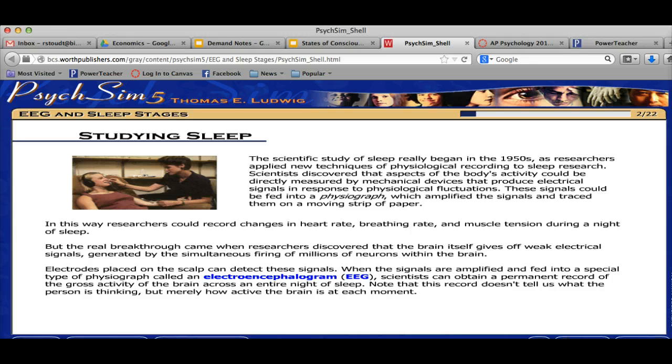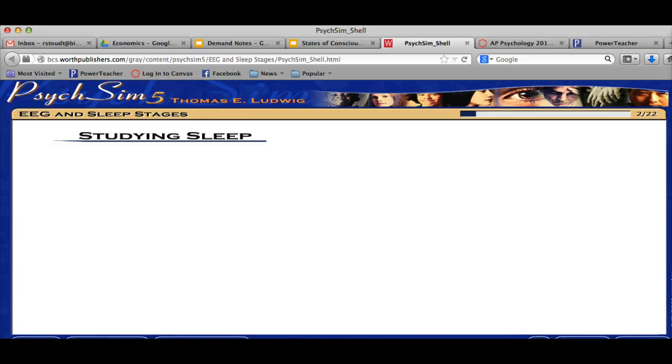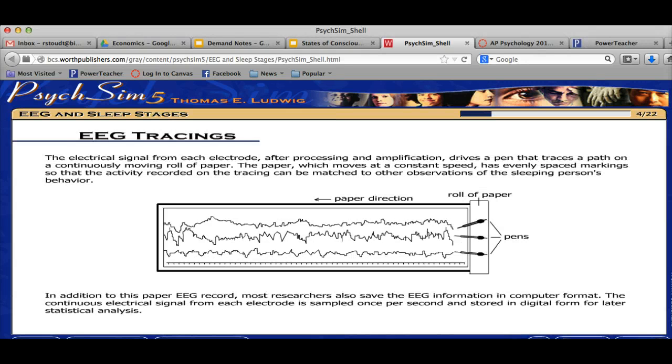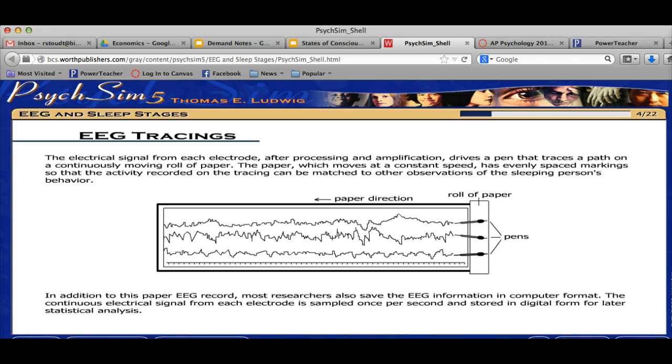So the first thing I have to show you is that the beginning part of this simulation was talking about what an EEG is, an electroencephalogram. I can't say it. It's an EEG. This is looking at where EEG electrodes used to be placed. Oh my gosh, look how many there are. I wouldn't be able to sleep like that. But this is what I wanted to show you. This is the EEG tracing.